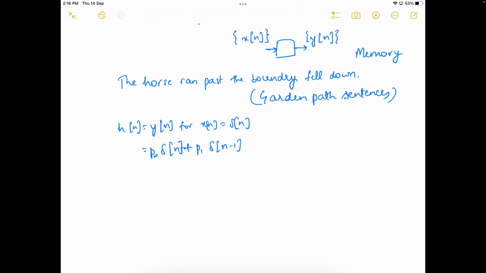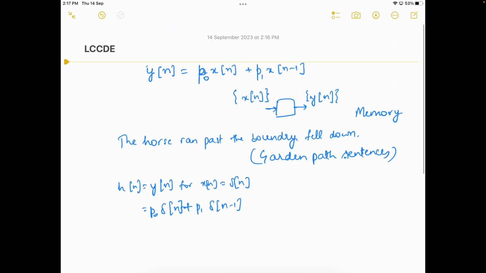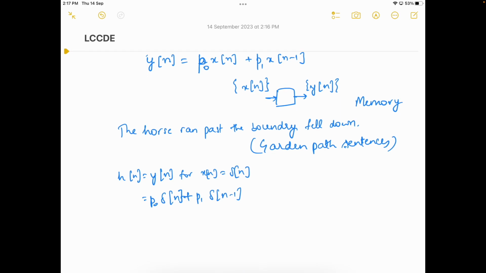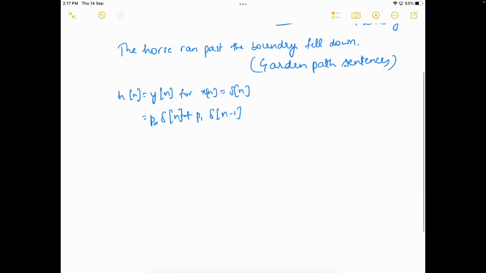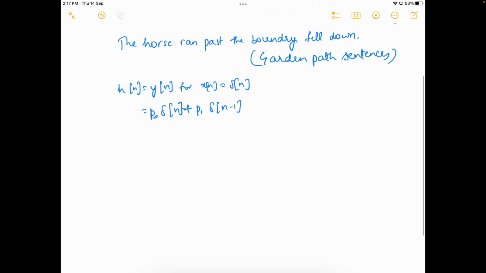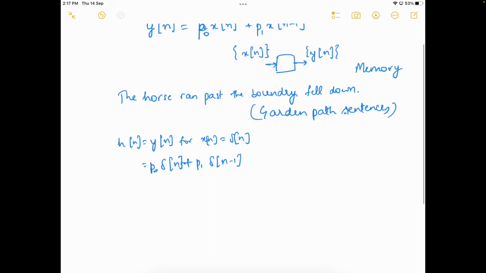Is it an LTI system? Yes. All the LCCDE, linear constant coefficient difference equations, are LTI systems, right? You can also verify, but you can also just memorize, though it's easy to verify. Okay, so this is an LTI system, causal.